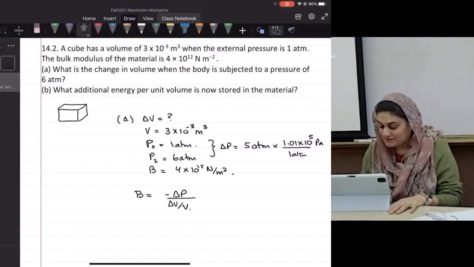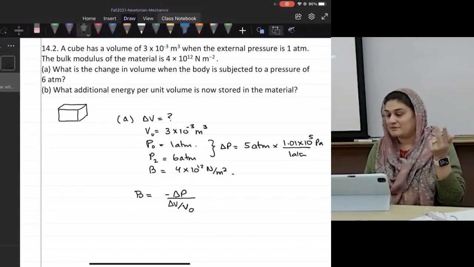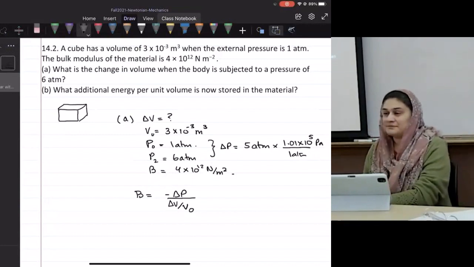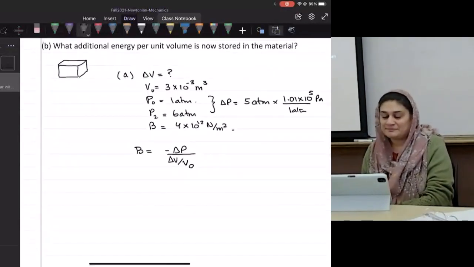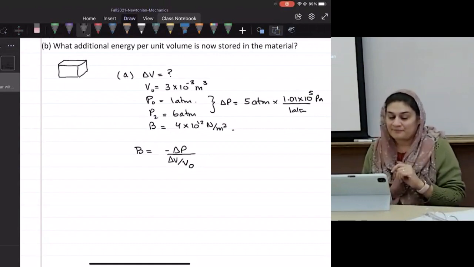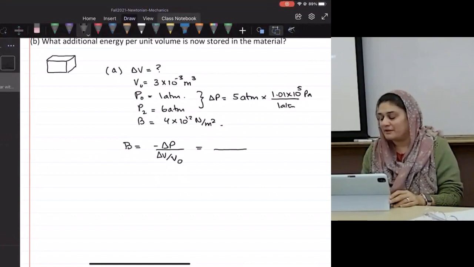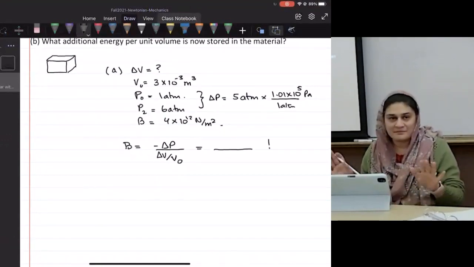Do we have everything? Do we have V? Do we have delta P? Do we have V naught? We just plug and chug, right? Now, what's the part B? Additional energy per unit volume. So this is interesting. This is something I want to talk about. So we're good with this, right? We can plug them in.